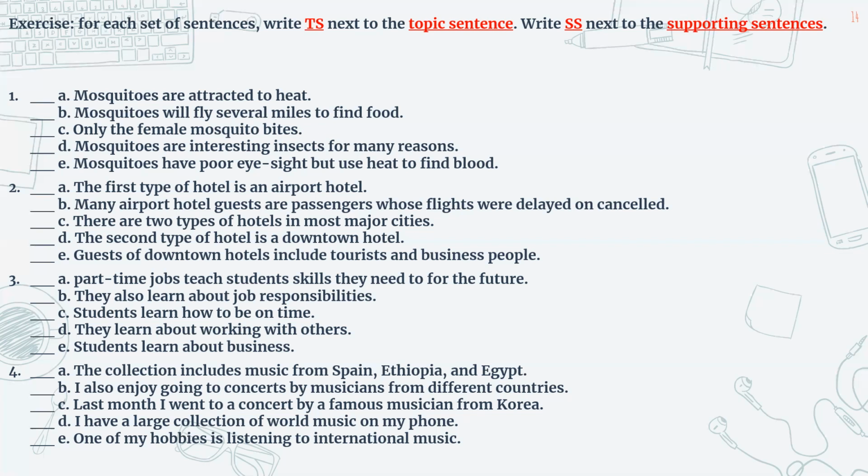The last set: the collection includes music from Spain. No, no, no. This is specific information. I also enjoy going. No. Last month I went. No. I have a large. No. It's E. One of my hobbies is listening to international music. Okay. This is a good topic sentence. It has the topic and the controlling idea. The controlling idea is listening to international music. So I'm going to be talking about that. Okay, so A, B, C, and D are supporting sentences. Okay, but E is the topic sentence.